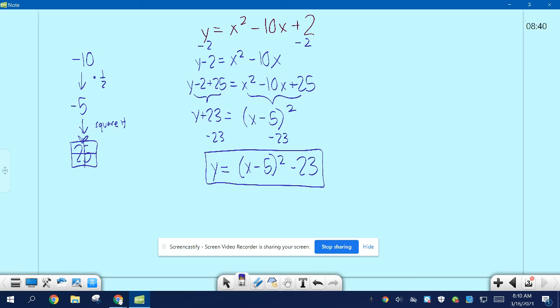This question is not asking, but if you did want to find the vertex of this, it would be 5, -23. It's always this number opposite, so that's why it's a 5, and this number exactly as written. All right, so that's all the examples today.